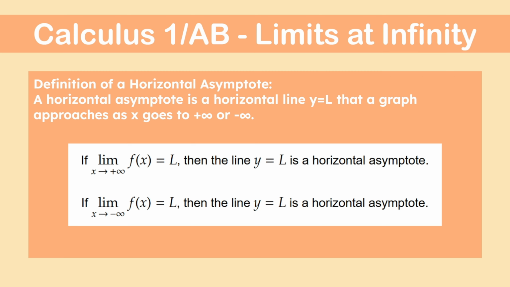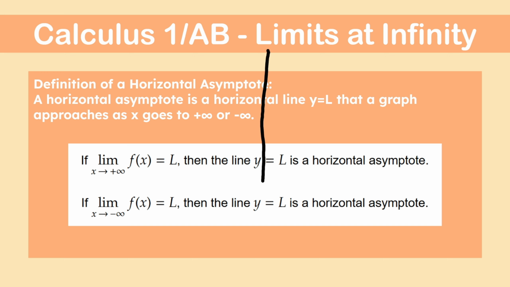Now let's talk about the definition of a horizontal asymptote. A horizontal asymptote is a horizontal line y equals L that a graph approaches as x goes to positive infinity or negative infinity. If the limit as x approaches positive infinity of f of x is equal to L, then the line y equals L is a horizontal asymptote. If the limit as x approaches negative infinity of f of x is equal to L, then the line y equals L is a horizontal asymptote.